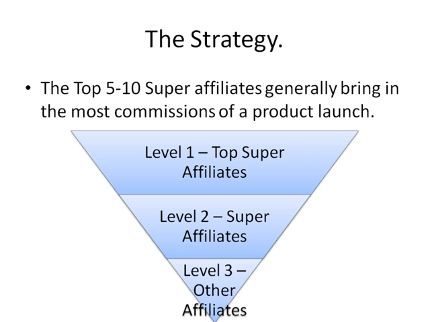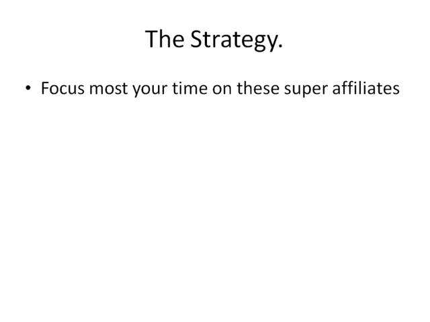Now, the problem that a lot of super affiliates face is that a lot of them are simply busy. A lot of them get 50 to hundreds of emails every single day from people who want them to promote their product. So how are you going to stand out from all of these emails and appeal to these top super affiliates? Obviously, you need to have a good relationship, but if you have a good product, it can work as well. So focus most of your time on these super affiliates.